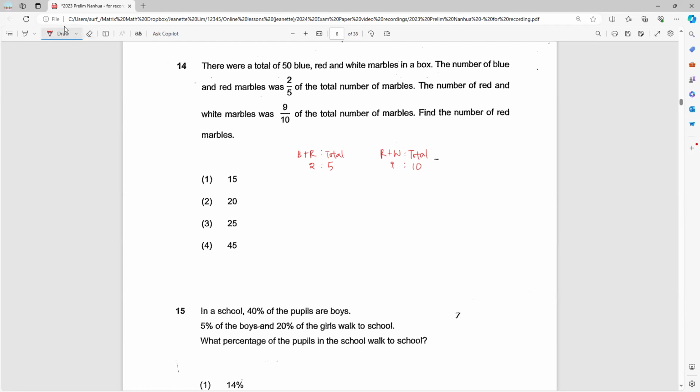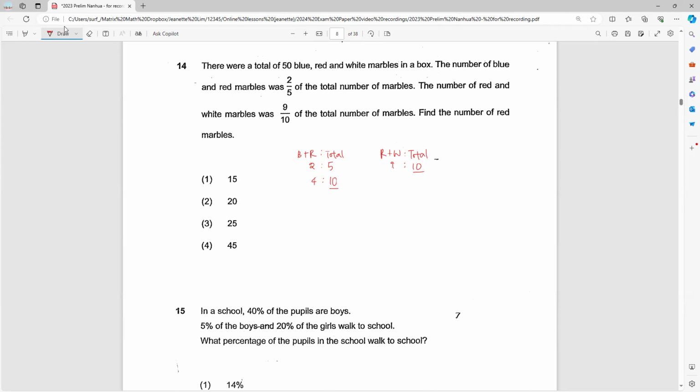Now, what is the common base? Common base is the total in both ratios. So I've got to change this to 10. The total is 50. So 50 is 10 units. I'm supposed to find red, right?